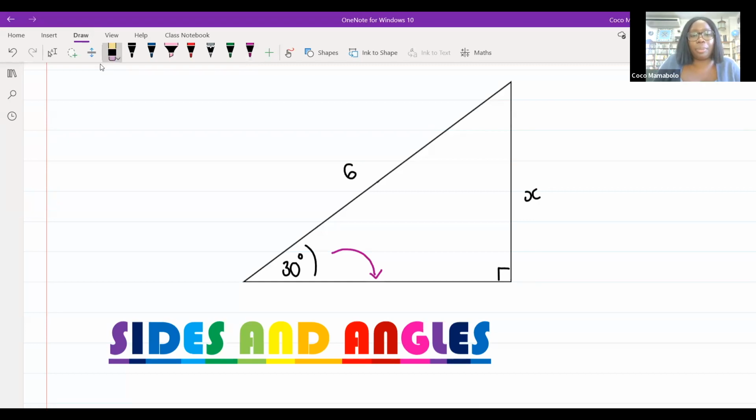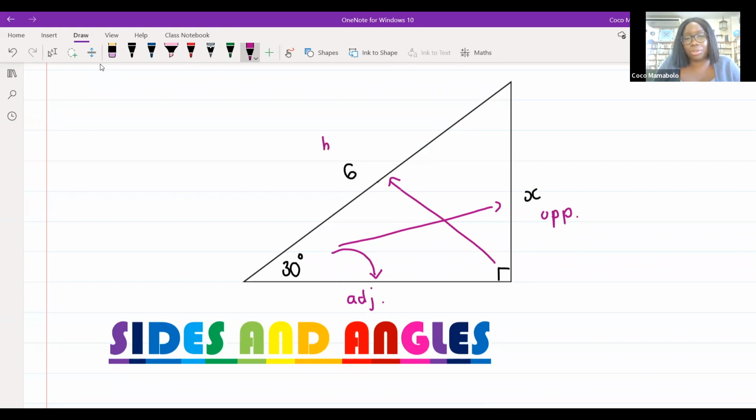Type it in the chat for me. That's it, Mawande. Excellent. It's my adjacent side. Right next door, adjacent. Now, all the way on the other side, what do we call that side? Good. That's it, Shaden. That's it, Vaughn. This is the opposite side. And then remember, just like we had said, the side opposite my 90-degree angle is called my hypotenuse. Good.